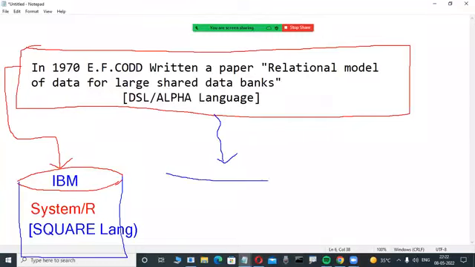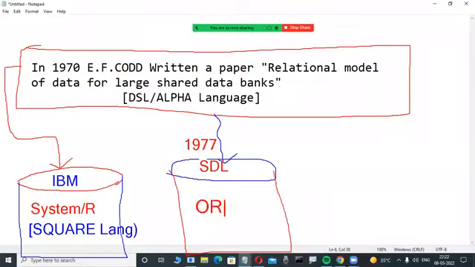They started a new company in 1977. The company name was SDL, a software development laboratories kind of company. In this SDL company they introduced a software. What is that software? Oracle is the software. Observe here, from 1977 onwards, Oracle is available.